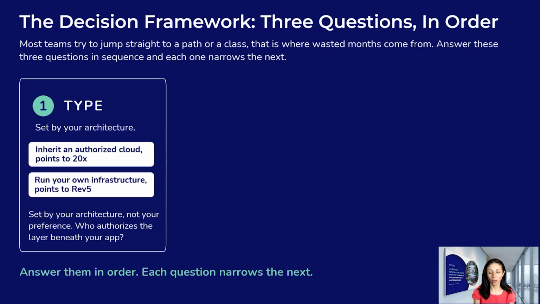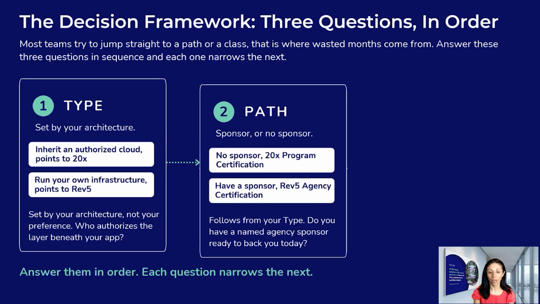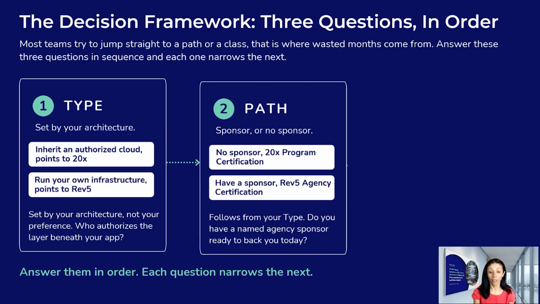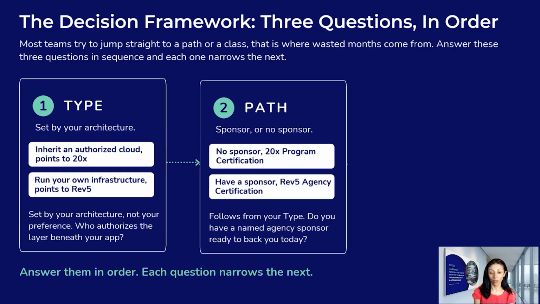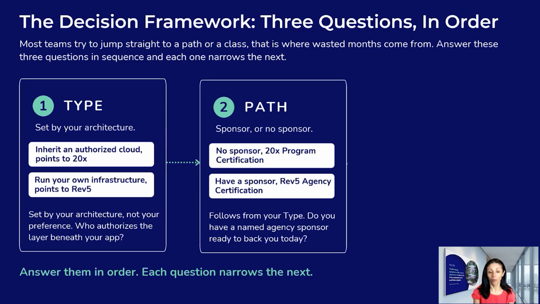So this is not set by your preference, but by who authorizes the layer beneath your app? So that's question number one. Then now you're in the path side. Do you have a sponsor or not? Now, if you don't have a sponsor, you definitely are going for FedRAMP 20x, because that's the only way that you could do something in the federal government at this time.